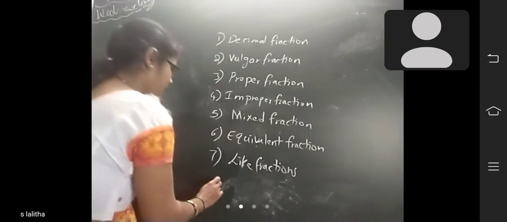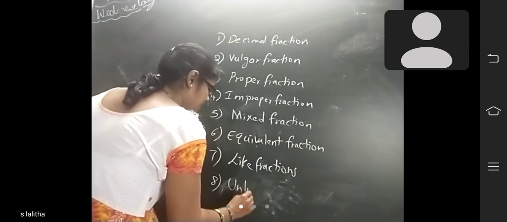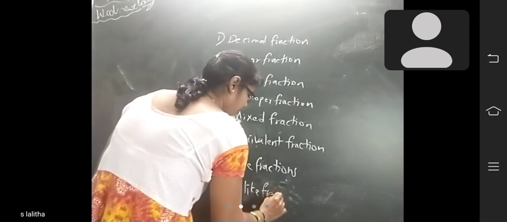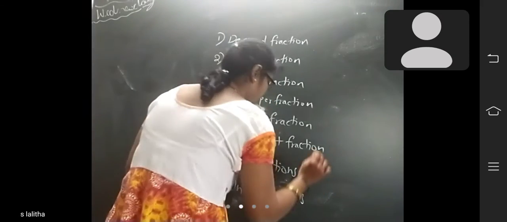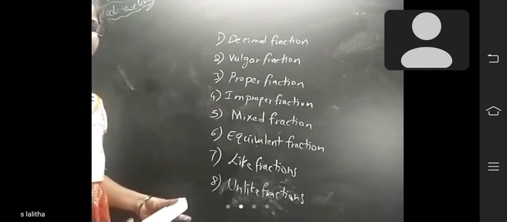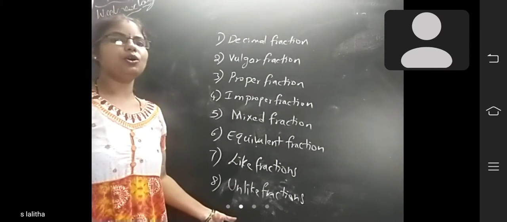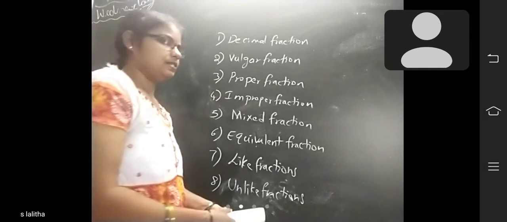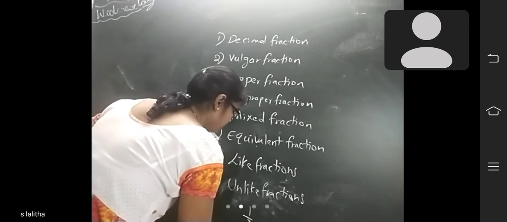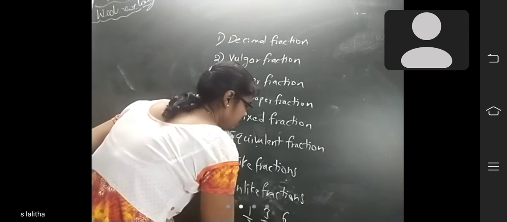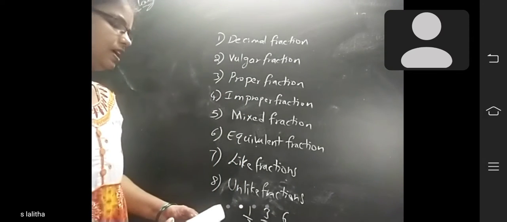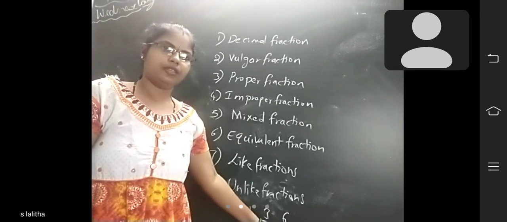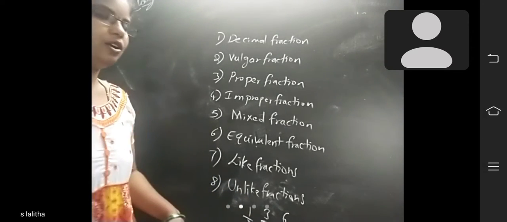Okay, next, unlike fractions. What are called unlike fractions? Fractions with different denominators are called unlike fractions. Okay, suppose 1 by 2, 3 by 5, 6 by 7, like that. See, observe here, denominators are different. So these fractions are unlike fractions.